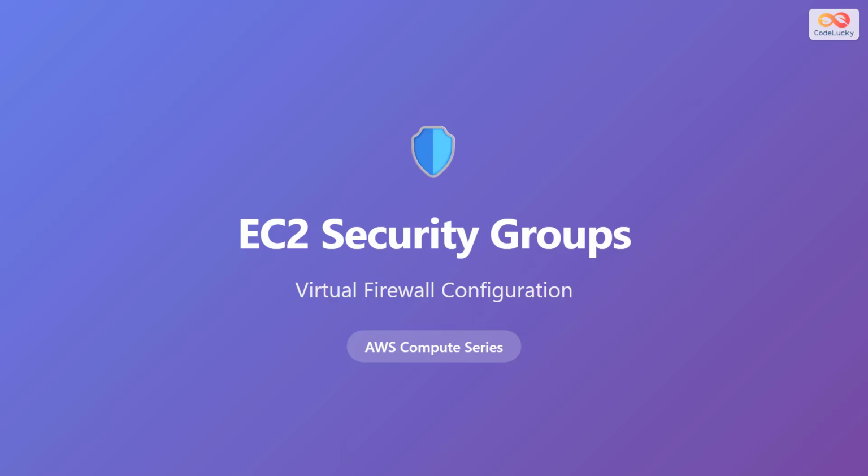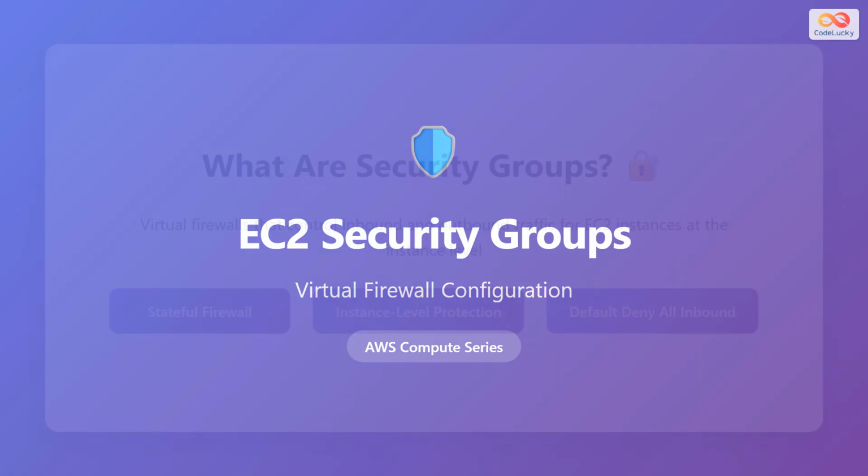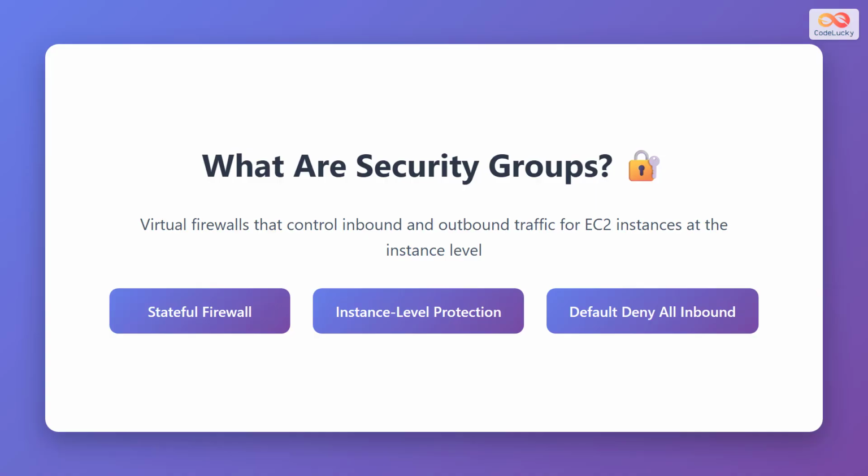Welcome to this tutorial on EC2 Security Groups, part of our AWS Compute series. Security groups are a fundamental component of AWS security, acting as virtual firewalls that protect your EC2 instances from unauthorized access. Security groups are virtual firewalls that control inbound and outbound traffic for EC2 instances at the instance level. They operate as stateful firewalls, providing instance-level protection. By default, security groups deny all inbound traffic, which means you must explicitly allow any traffic you want to receive.